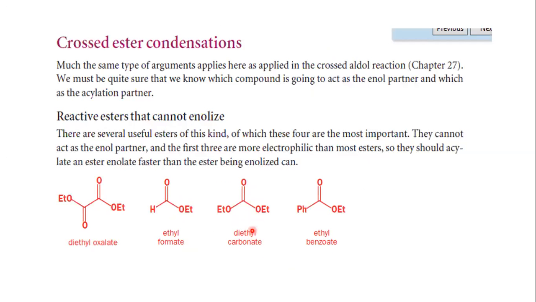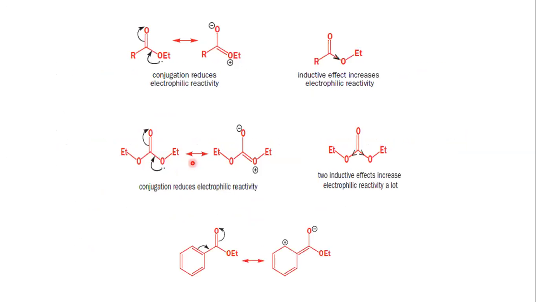Let's come back to the third molecule, diethyl carbonate. This is diethyl carbonate. Again, this compound also has the conjugation problem. The conjugation problem will reduce the electrophilic activity, but again, it has two ethoxy groups. Two ethoxy groups will have two inductive effects, which increases the reactivity.